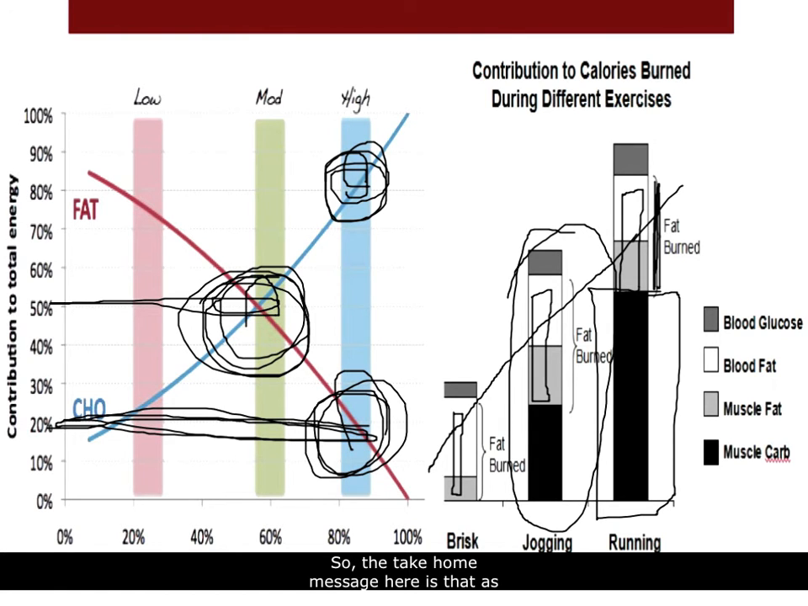So the take-home message here is that as exercise intensity increases, you're actually burning the same amount of fat, absolutely, but relative to total calories being expended, that percentage decreases, okay? And what application does this have? It means that you don't have to tailor or doctor your fat intake hardly at all.